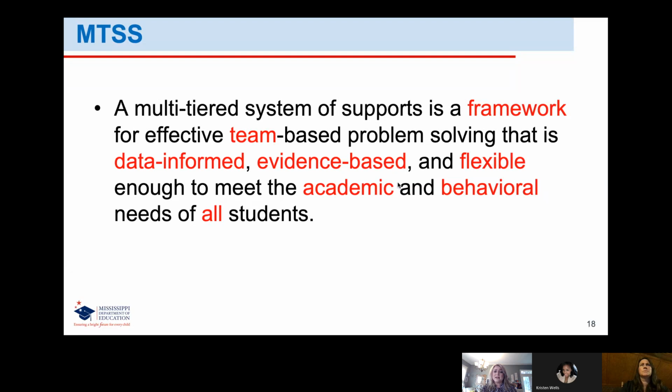So here is the definition that we have adopted in Mississippi. So we really see it as a framework. It is team-based. We do not want one person to have to make the decisions for a child. We want it to be team-based. It is data informed, it is evidence based, and it is flexible. And when we say it is flexible, you are not stuck to one strategy or one approach. You can make changes within an MTSS framework, and it is there to meet the students' needs in academic and behavior. And we really mean all students. So when we say all, we mean all.